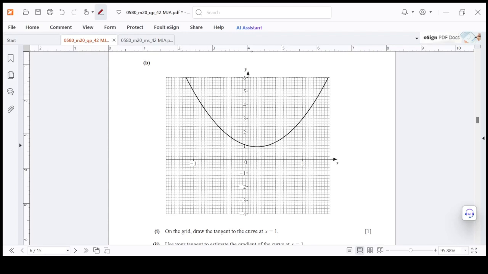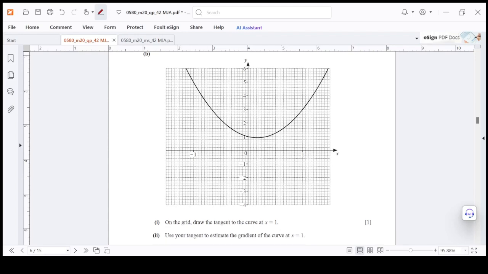Next is, on the grid, draw the tangent to the curve at x is equal to 1. Okay, so here's x equals 1. You're going to use your ruler, place it somewhat like this, and draw a straight line, which should only touch the graph at this point, nowhere else. Then it's called a tangent. Okay, tangent is drawn, not the best one, but it is drawn.